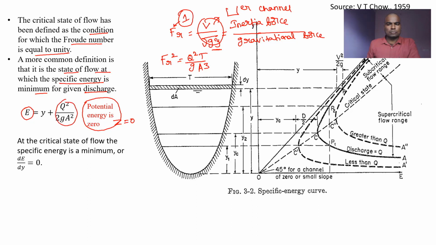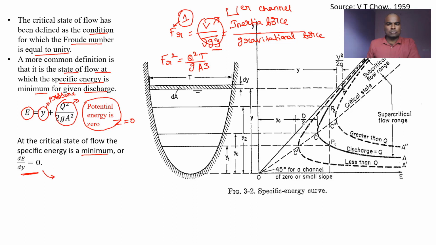This particular term is the velocity head, and this is the pressure head. At the critical state of flow, the specific energy is minimum, or dE by dy equals 0.